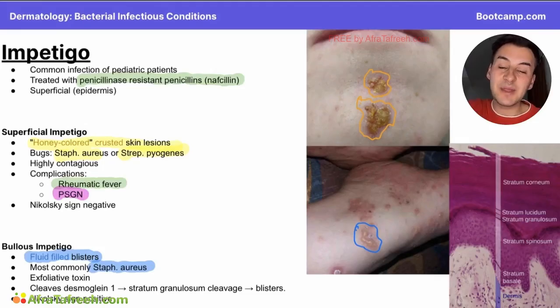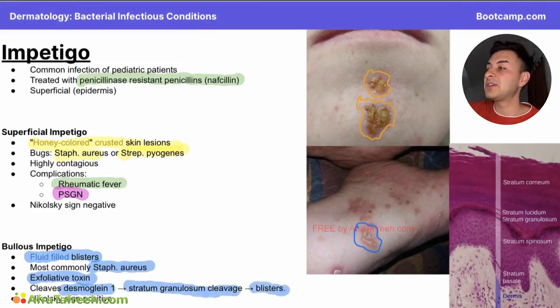I want to talk about some of the pathophysiology that leads to this differential physical exam finding. So when we talk about bullous impetigo, these are blisters that are going to be formed because of an exfoliative toxin that is produced by Staph aureus. And this exfoliative toxin is going to cleave desmoglein 1, which is found within the stratum granulosum. So this is going to lead to stratum granulosum cleavage, leading to blisters. So if I model this for you guys here, I'm going to use this bright green ink because it shows up nicely.